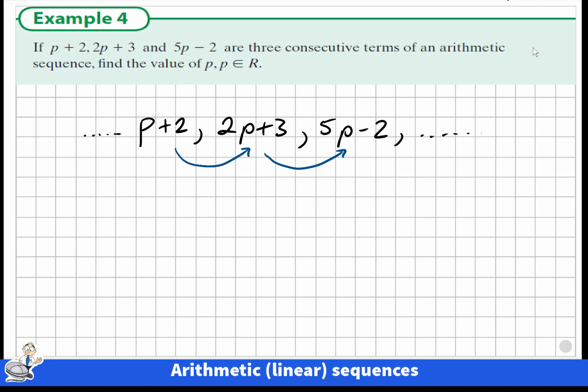So I need you to think about this. If these are consecutive, what does that tell me about as I move from p plus 2 to 2p plus 3, and move from 2p plus 3 to 5p minus 2? I need someone to tell me, is there anything?